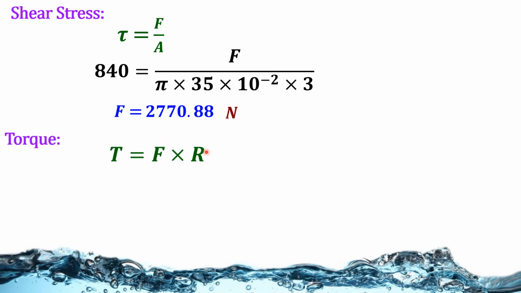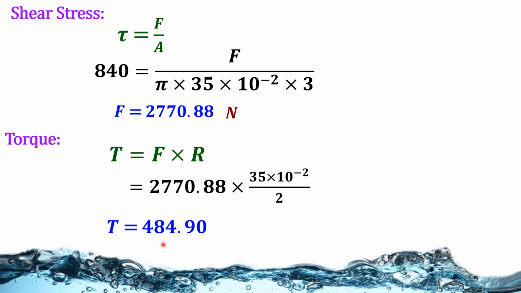Next, we are going to calculate the torque, where torque T is equal to F into R. Substituting the F value, and R is nothing but the radius of the shaft, we get T is equal to 484.90 Newton meter.